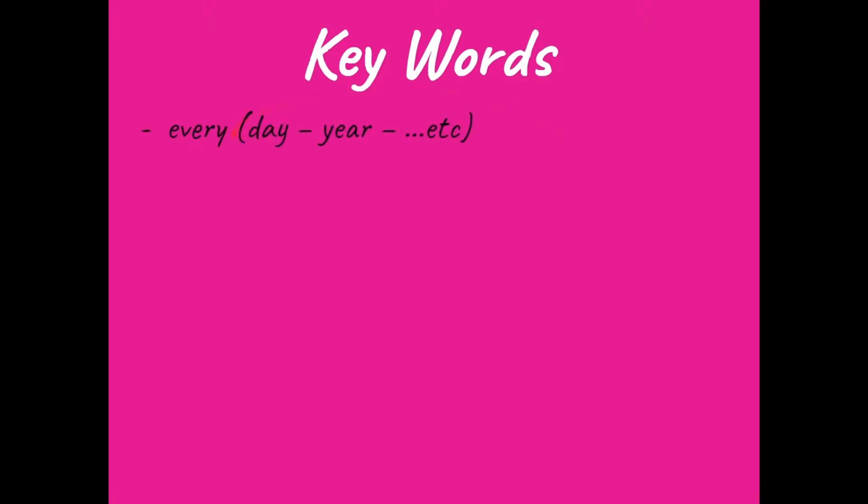If I find the word every in a sentence, every day, every year, every month, every week, every evening, every morning, all of these are keywords for present simple. It means something happens as a habit. When I say every, it means it's a habit. Daily also means every day. If something happens daily, it means it's part of my daily routine.